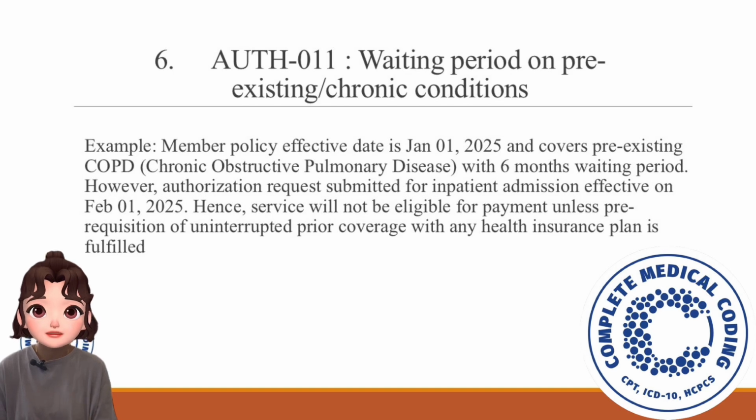It will be applicable for pre-existing as well as chronic conditions. Pre-existing means medical conditions which were already there in the patient before the effective date. Before the policy starts, if the patient has some medical condition, that comes under pre-existing, and that will not be covered. It depends on the policy. If the policy has a waiting period for pre-existing and chronic conditions, they are eligible only after 6 months. Usually the waiting period is 6 months, sometimes 1 year as well, but mostly it is 6 months.